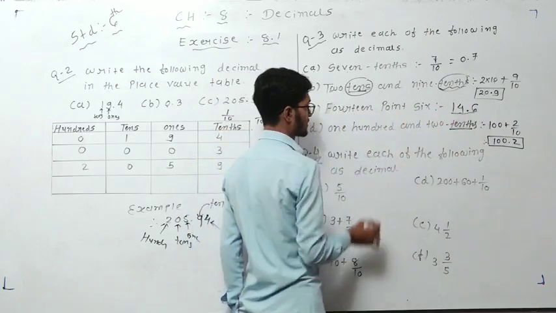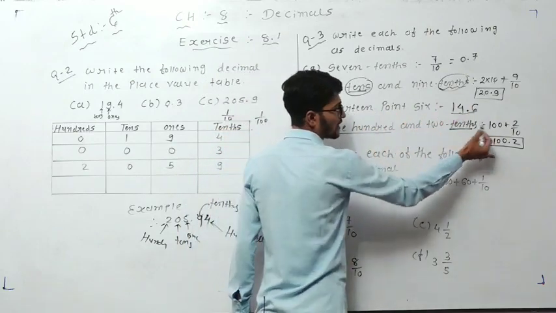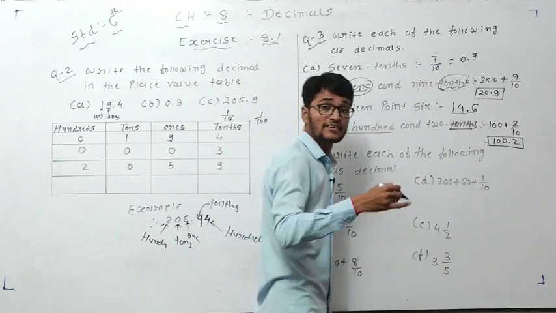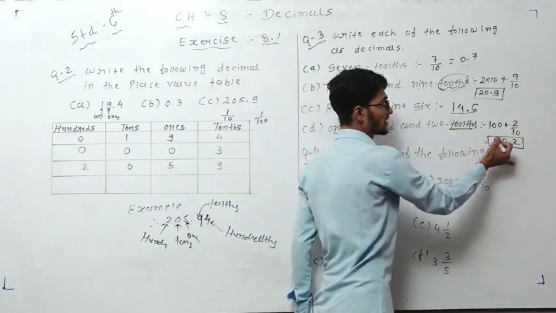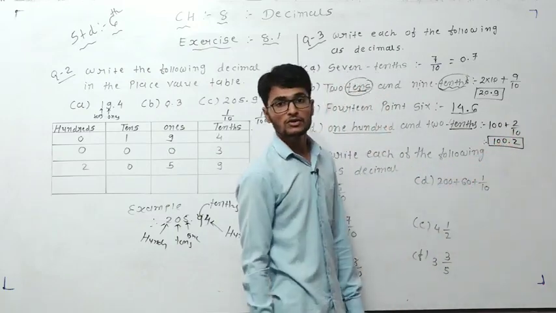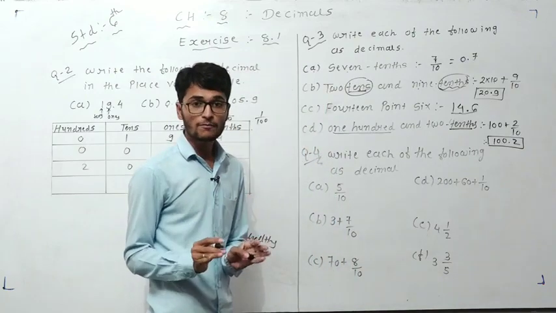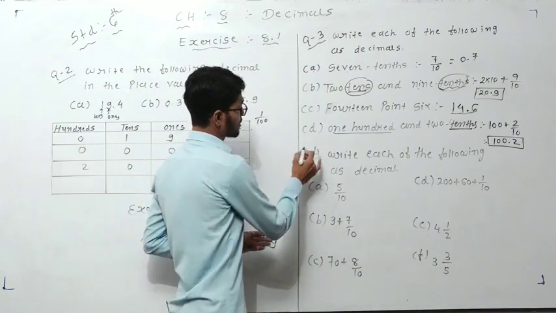So 14.6. Now 100 and 2 tenths. Tenths means divided by 10. So 2 by 10 means 0.2, so 100.2. This one is the decimal number. Now clear? Okay. Now to question number 4.